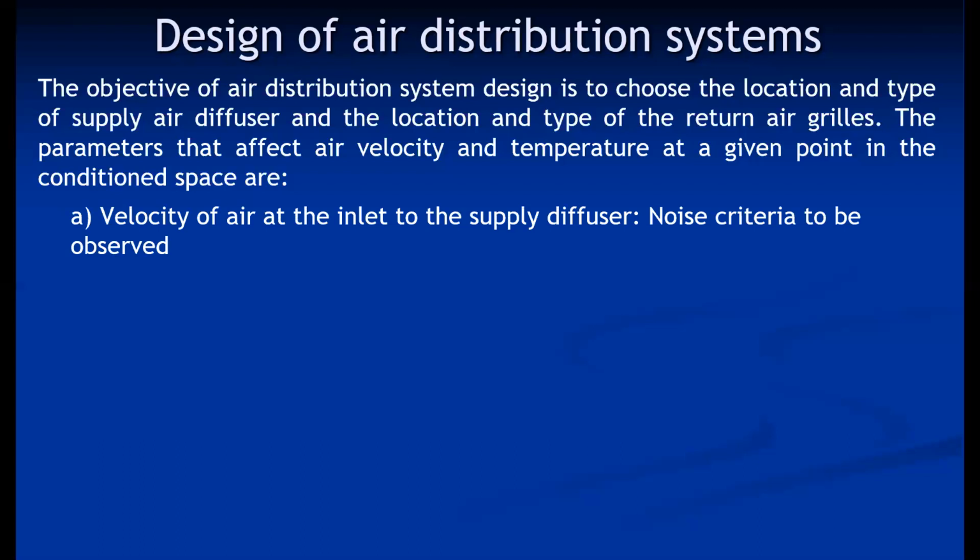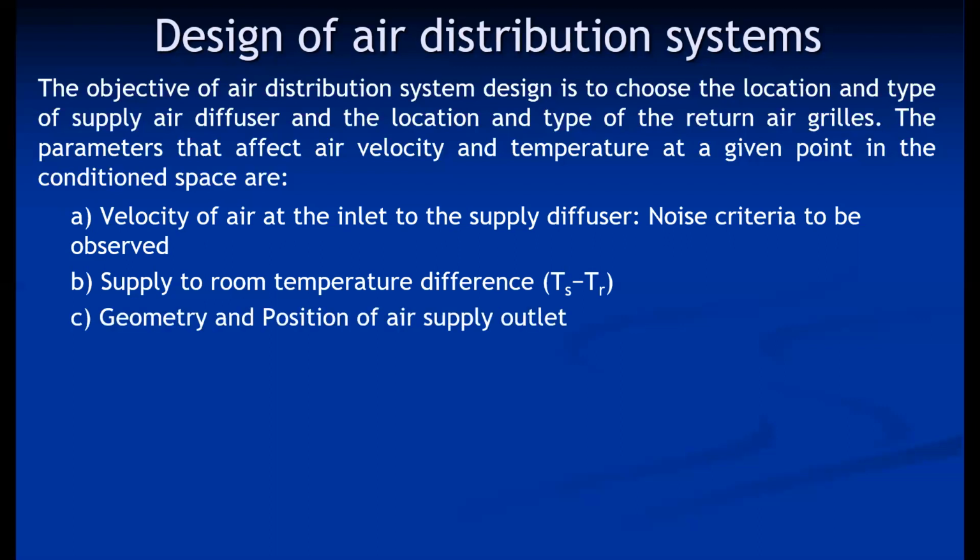Generally the velocity of air at the inlet to the supply diffuser is also important, so it should not create any kind of noise at the time of delivery. Then supply to room temperature difference: it should be as high as possible, because for proper mixing, a higher difference is desirable. Then the geometry and position of the air supply outlet is also important.